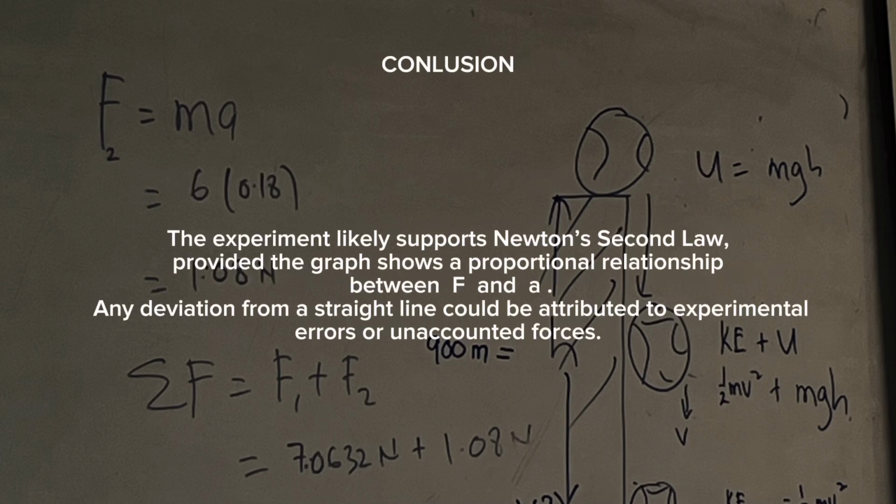And for the last is the conclusion. The conclusion for the experiment is that the experiment likely supports Newton's second law, provided the graph shows a proportional relationship between F and a. Any deviation from a straight line could be attributed to experimental errors or uncounted forces.